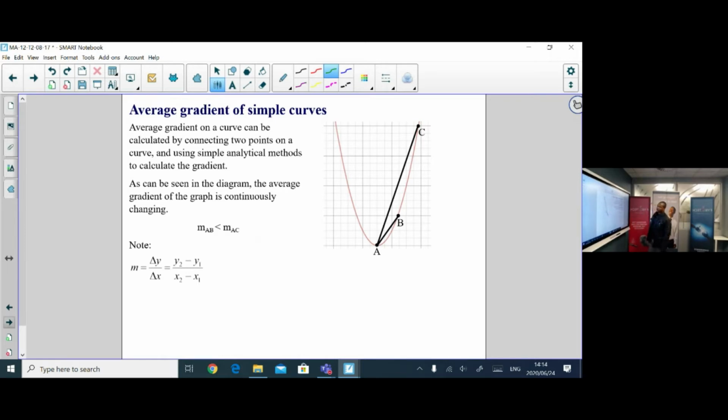So here is where we get our gradient formula that you are very familiar with, I'm sure. The average gradient on a curve can be calculated by connecting 2 points and using a simple analytic method to calculate that gradient. As can be seen in the diagram, the gradient of the graph is continuously changing, because at any point, if you were here, your gradient would be that. So when you're finding the gradient at a point, you should just touch the curve at one point.